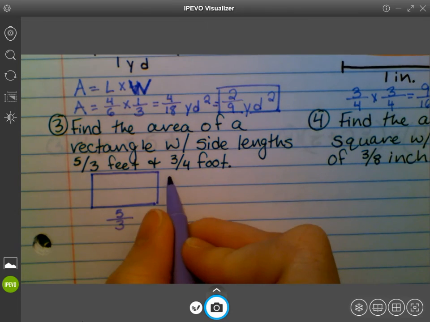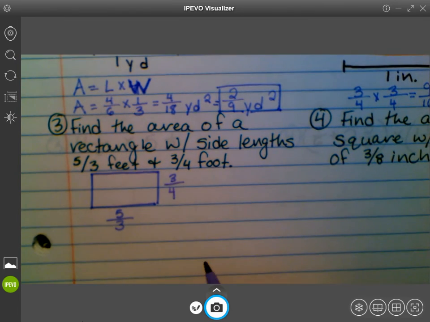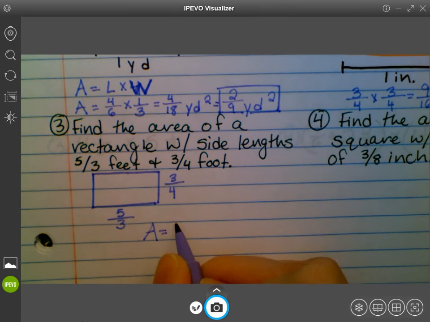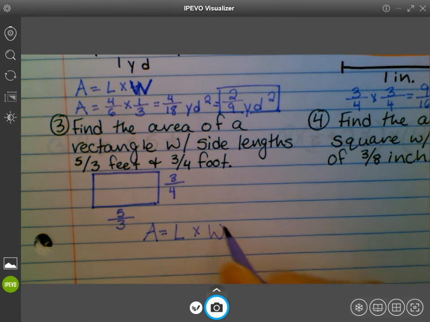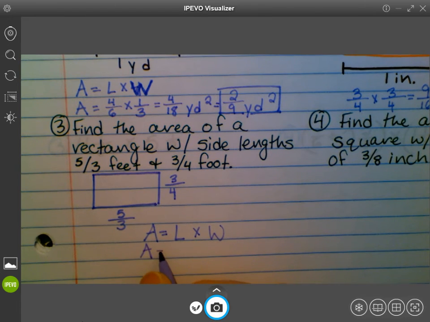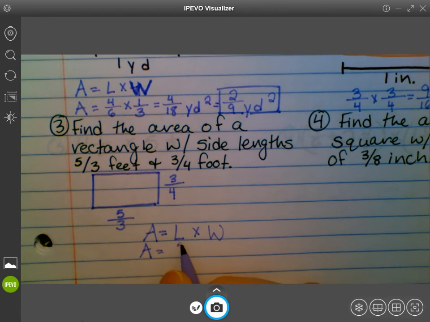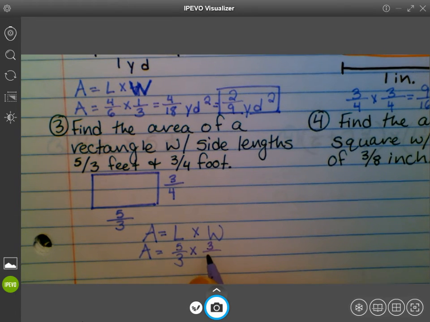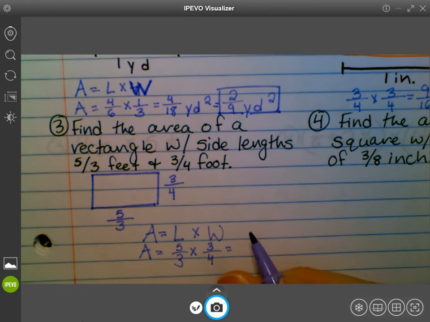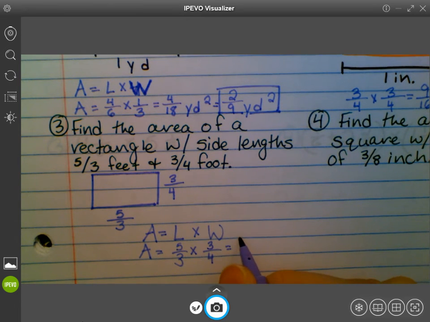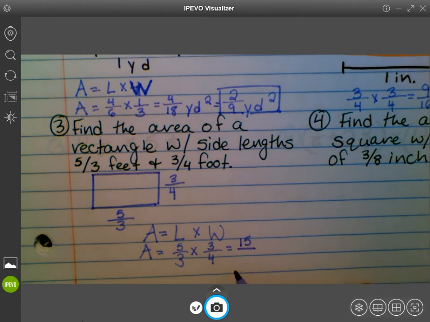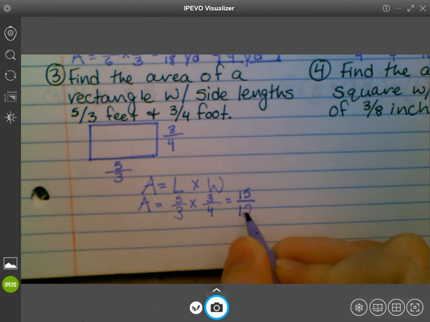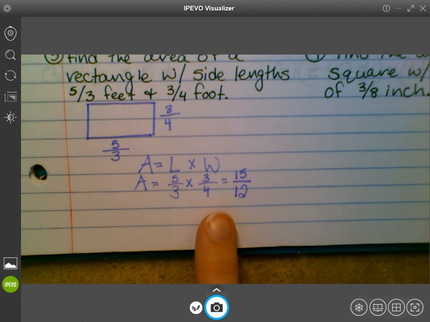So 5/3 and 3/4. If I use my formula, remember it's A equals length times width. So A equals, my length is 5/3, times the width, which is 3/4. 5 times 3 is what? 15. It is 15. Thanks, Zoe. And what is 4 times 3? It is 12. Awesome.